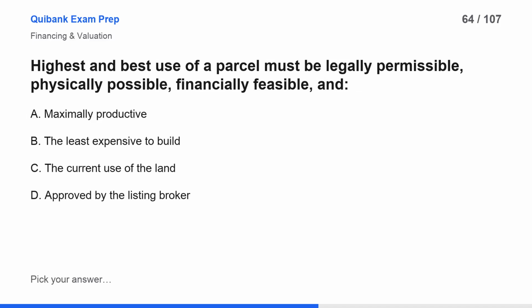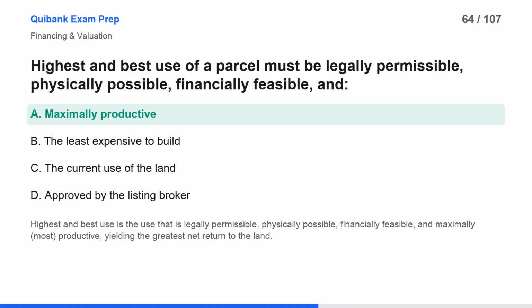Question 64. Highest and best use of a parcel must be legally permissible, physically possible, financially feasible, and A. Maximally productive. B. The least expensive to build. C. The current use of the land. D. Approved by the listing broker.